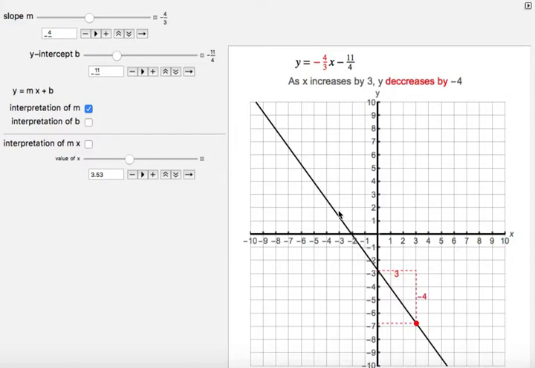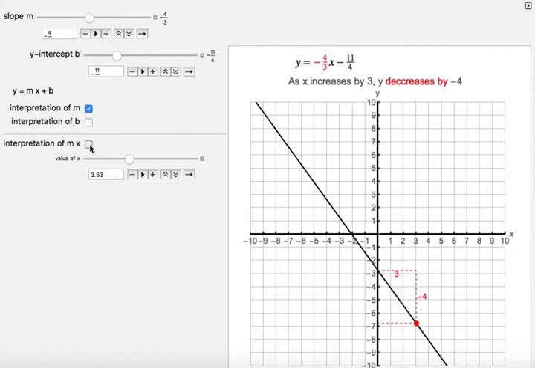It's really that simple. This is beneficial because if you're given a line, you can count the slope: as it goes over by 3, it decreases by 4, so the slope must be -4/3. It crosses at -11/4, so the equation of the line is y equals -4/3 x minus 11/4. If you're given an equation and haven't seen the line yet, you can start to graph it, and visualize what the line looks like because you know what these values mean.